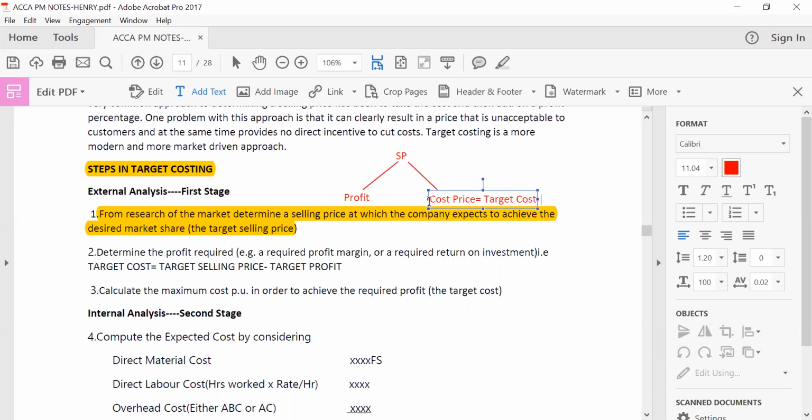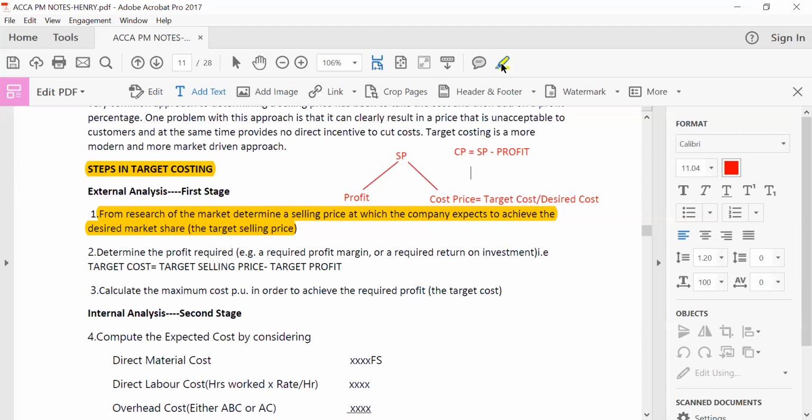Target cost is also called desired cost. This is how much the external focus, those customers out there, desire the cost to be. This is how we desire the cost to be. So a target cost is also called a desired cost. We know for sure that in calculating, cost price is selling price minus what? Profit. Cost price is selling price minus profit.